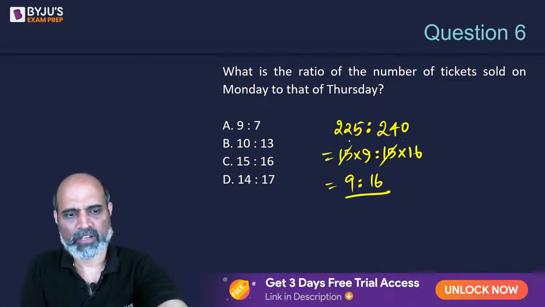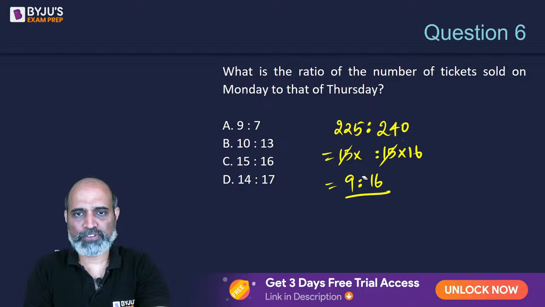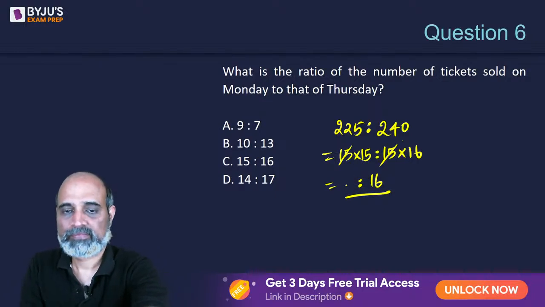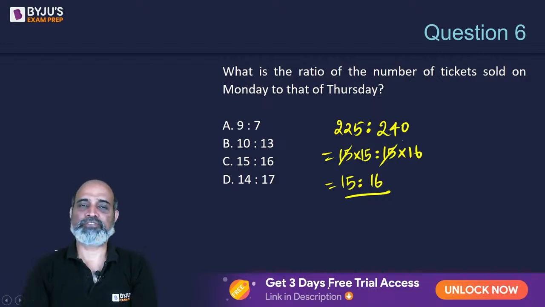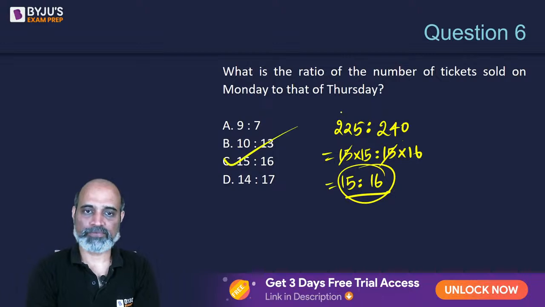Hmm, something went wrong. 15 into 15 is 225. 15 into 9 would be 135. So it is 15 is to 16. Option C.